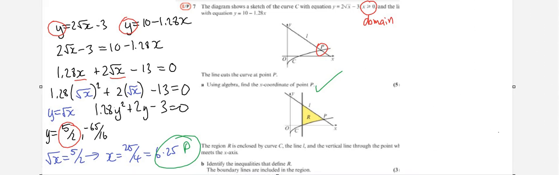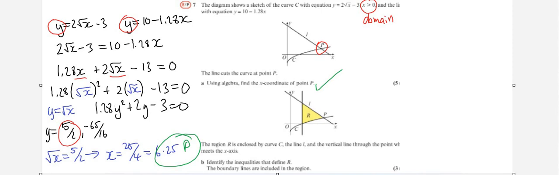Okay, now the second part says the region R is enclosed by the curve C, the line L, and a vertical line that goes through the point, a vertical line through the point where L, that line, meets the x-axis. Okay, I'm going to identify the inequalities that define R. So there are 3 inequalities. So we need to find this one first.